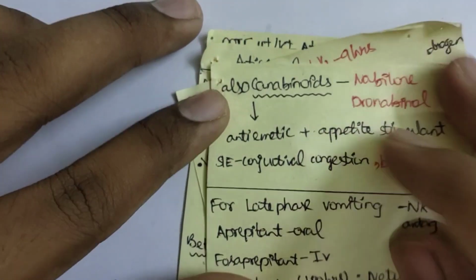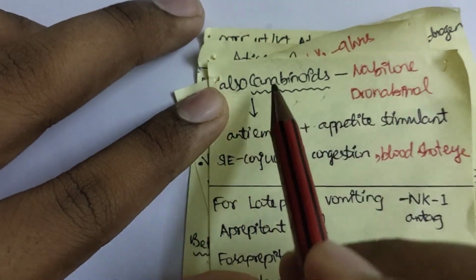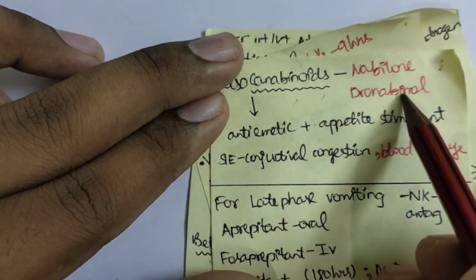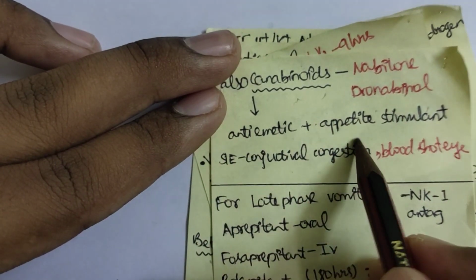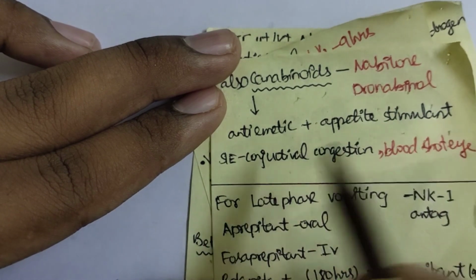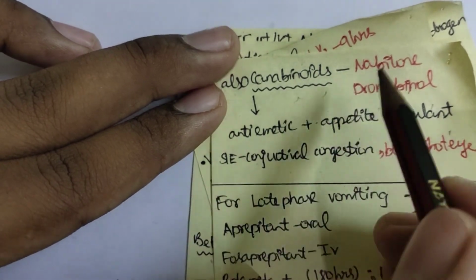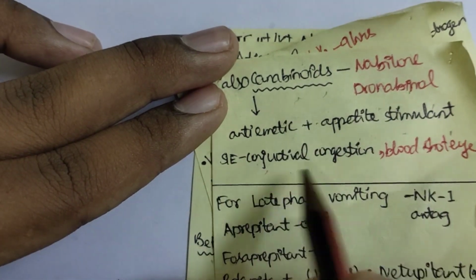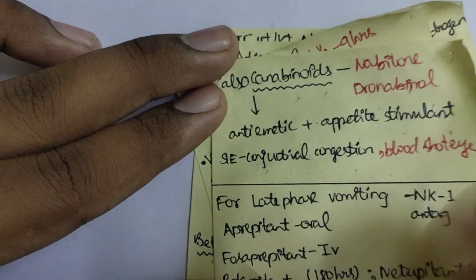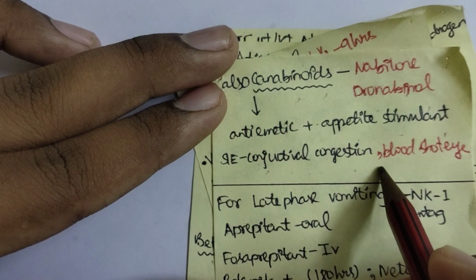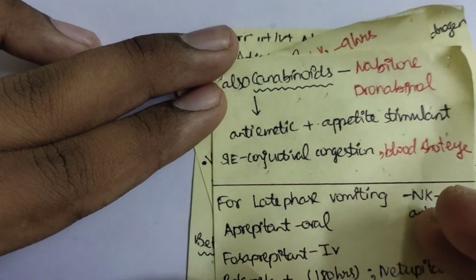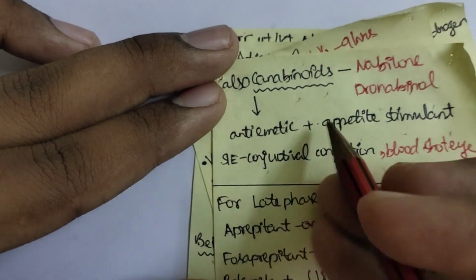The second group, also cannabinoids. Cannabinoids like nabilone, dronabinol, both are used as antiemetic plus appetite stimulating agent. Okay, so obviously while taking cannabinoids there will be conjunctival congestion. So the eye will be like bloodshot eye. So it is a keyword for the patient appearance on taking cannabinoids.